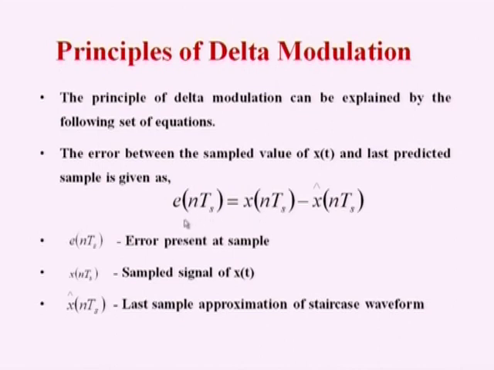Here we have e of nTs, and that is equal to x of nTs minus x cap of nTs. So, nTs is nothing but the discrete time instant, e corresponds to the error, and x corresponds to the sampled signal of x of t, that is the sampled version of the original message, and x cap of t is nothing but the last sample approximation of the staircase waveform.